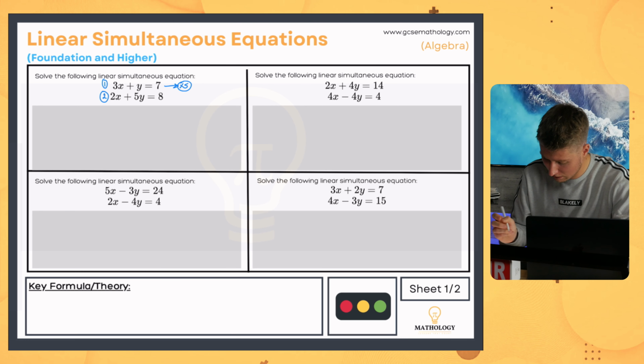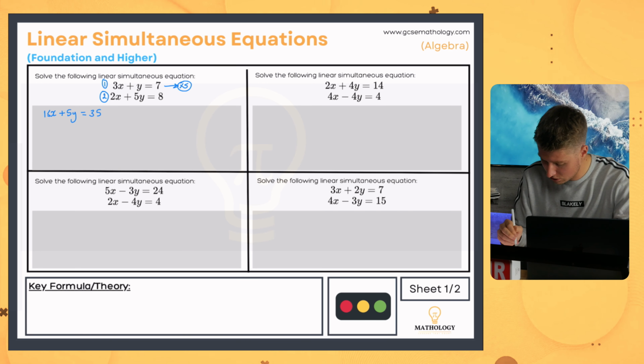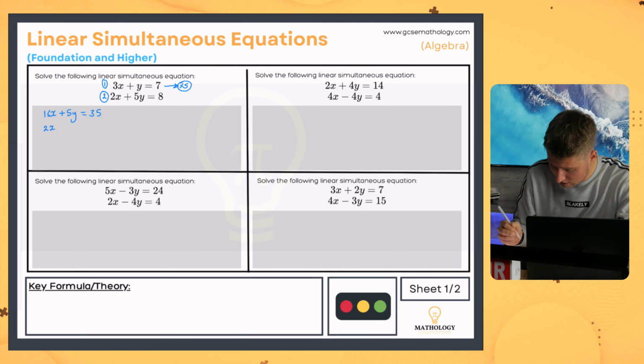So 5 multiplied by 3x gives me 15x. 5 multiplied by y is 5y. And then 7 times 5 is 35. And then we keep equation 2 the same, so 2x plus 5y equals 8.